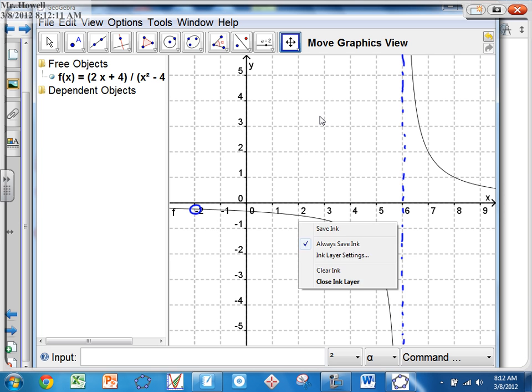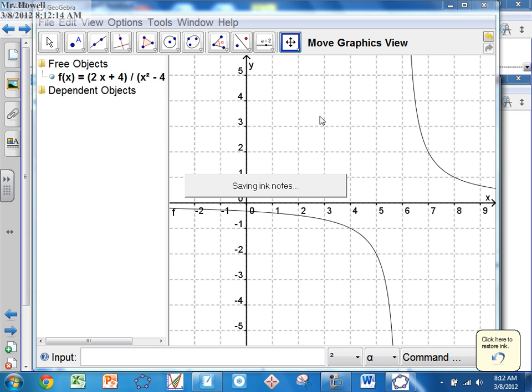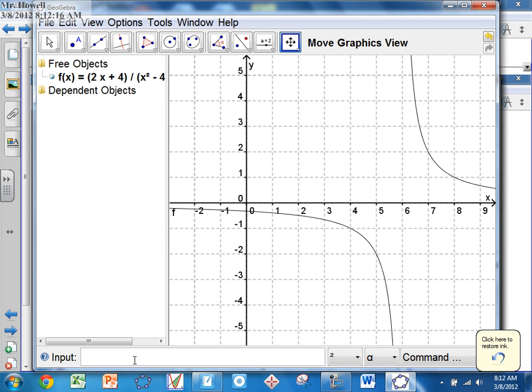So graphically on here, this is how I would do it. I would go ahead, and since I knew the location of it, I would type in negative 2 comma negative 0.25, and that's where the hole would be. Okay, that's where the hole would be.